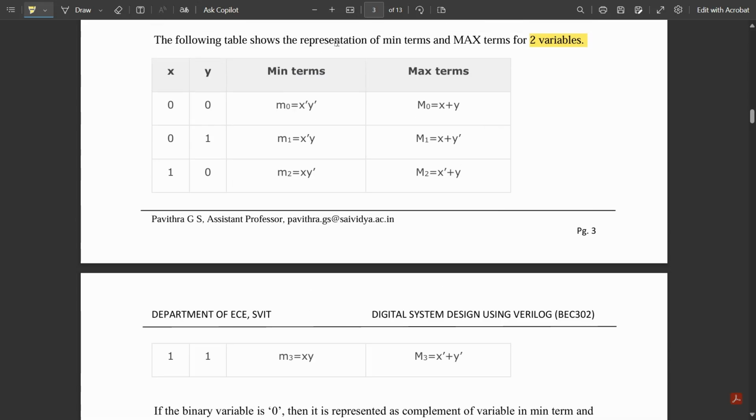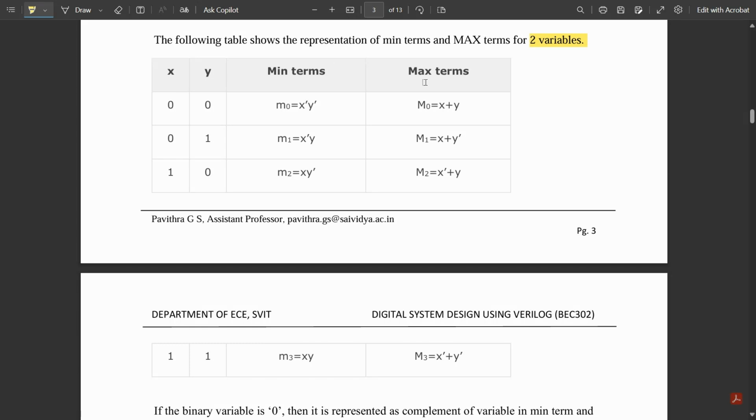So there would be four min terms and four max terms, starting from m0 to m3, and max terms also starting from m0 to m3. Min terms are represented using small letter m, max terms are represented using capital letter M. For min terms, how to remember is, it is a standard product, so the variables would be getting multiplied for all the combinations. And one more thing, whenever any one of the inputs is 0, we should be writing the complement of the variable.